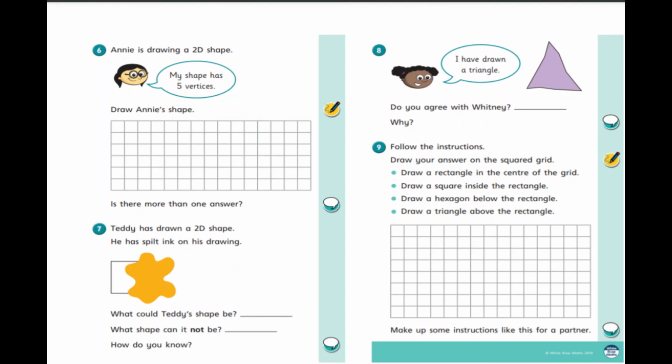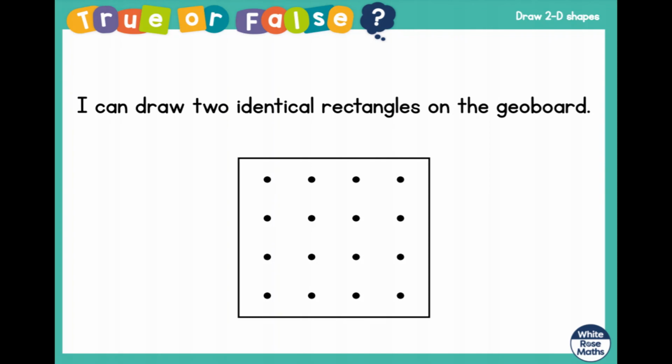What shape can it not be? How do you know? So again, use the sides and vertices to help you with that as well. And lastly, draw lots of different shapes, 2D shapes on your grid there, following the instructions provided. Please use a ruler whilst you're drawing in your grids as well today.